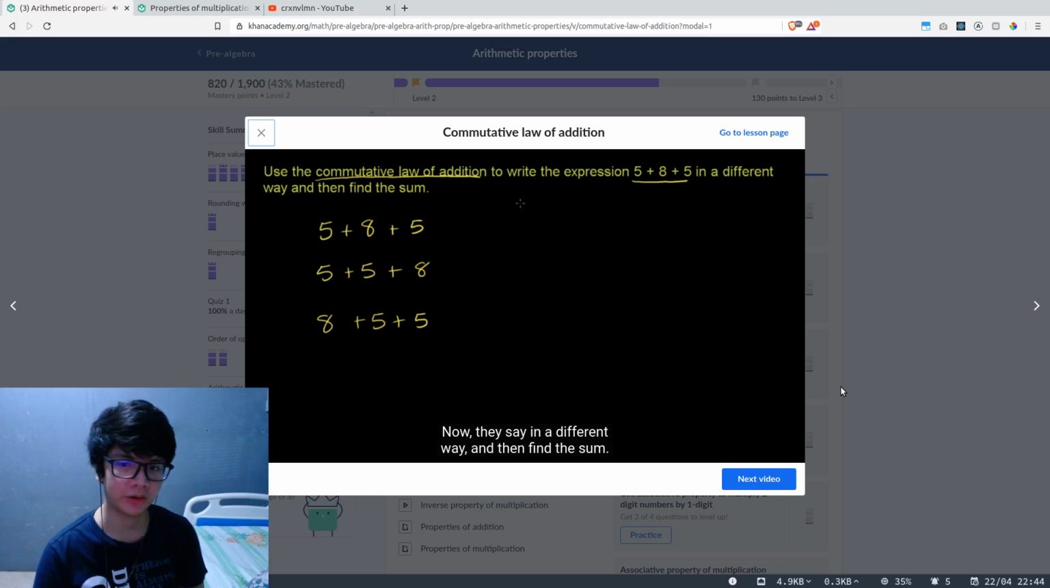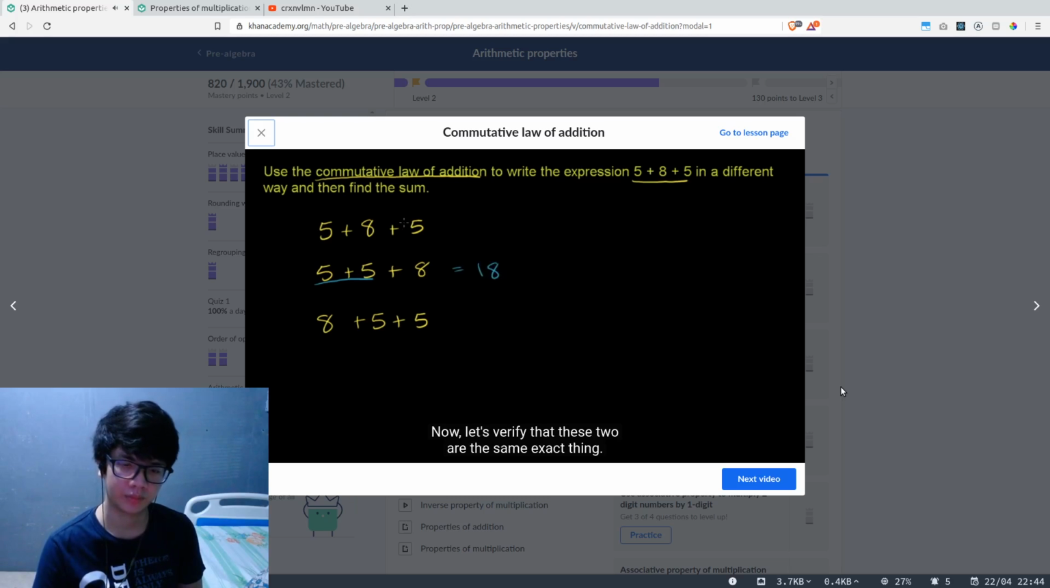Now, they say in a different way and then find the sum. The easiest one to find the sum of, actually, let's do all of them, but the easiest one, just because a lot of people immediately know that 5 plus 5 is 10, is to maybe start with the 5 plus 5. So if you have 5 plus 5, that's 10. Plus 8 is equal to 18.